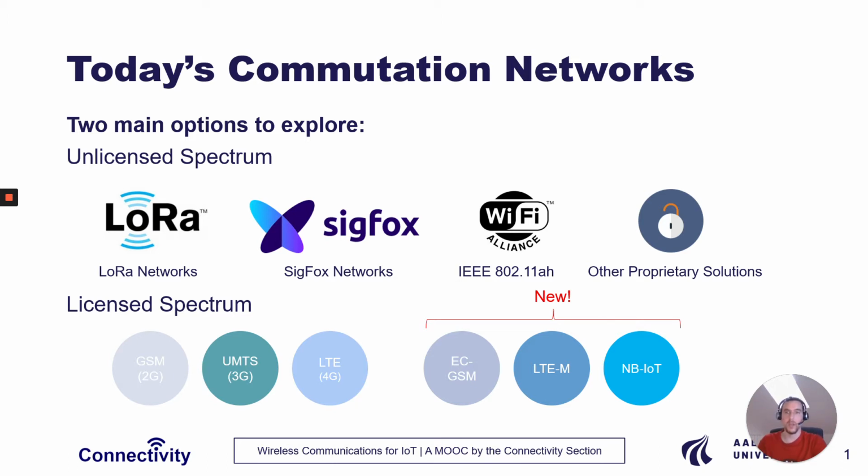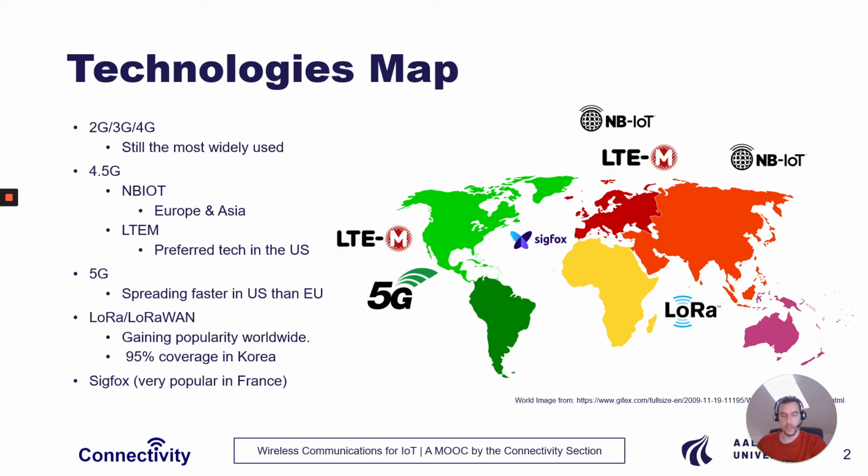So now we are going to take a quick peek into not all of these technologies, but the main technologies, and then we will do a quick comparison between all of them. But before I start with the licensed and unlicensed spectrum options, let's first take a look at this technology map, because this is another aspect that needs to be taken into account when deciding what technology to use. Depending on which country you are in or which country you want to deploy your solution, you need to take into account what options are available and which ones are more popular and less popular.